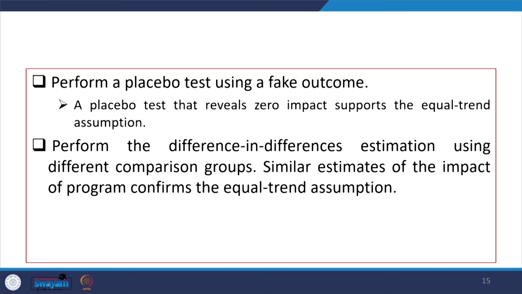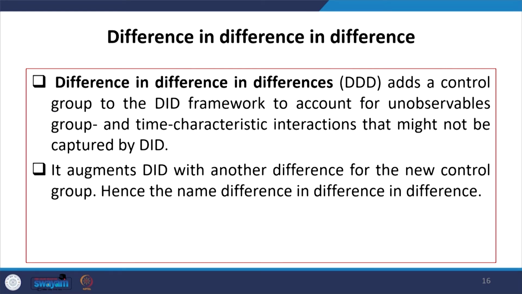So, perform a placebo test using a fake outcome; a placebo test that reveals zero impact supports the equal trend assumption. This is what we just said. Perform the difference in differences estimation using different comparison groups. Similar estimates of the impact of the program confirm the equal trend assumption. So, the equal trend assumption should have been followed.